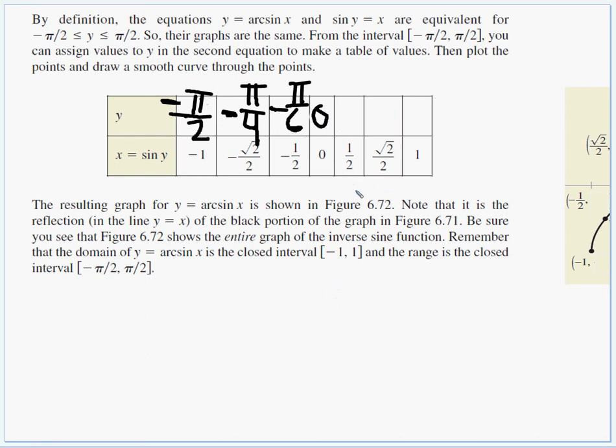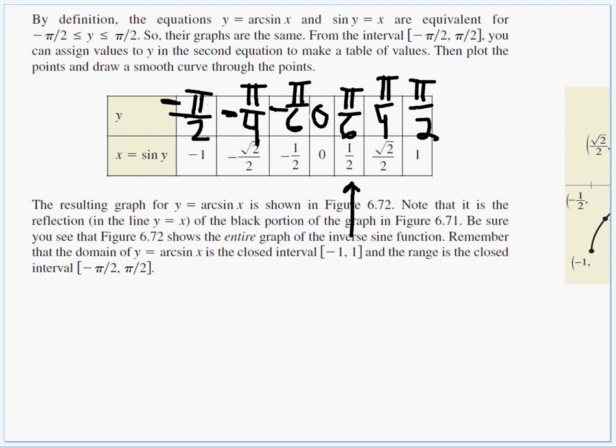And now we're up into quadrant 1. If you look at the y-coordinates, 1/2 comes from pi over 6. Root 2 over 2 comes from pi over 4. And positive 1 is the top of the circle. Up at the top of the circle, we're at pi over 2 as our x, or the angle that makes it happen.